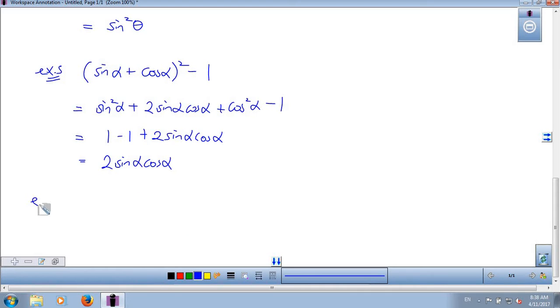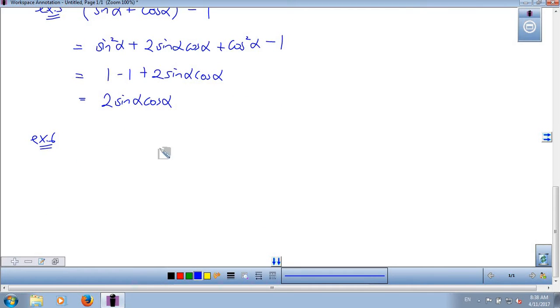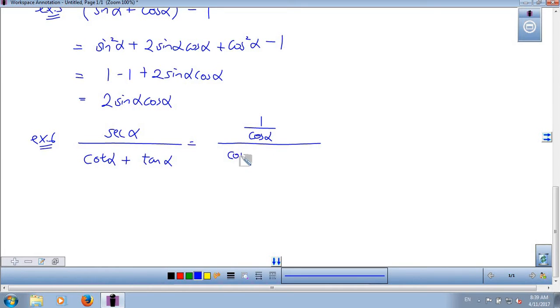Alright, let's go ahead and try something a little bit more challenging. Something that may seem more challenging, but usually involves fractions. Secant alpha over cotangent alpha plus tangent alpha. There are different ways to deal with fractions, so let's take a look at how we work with them. Now, first of all, secant, cotangent, and tangent. I know tangent and cotangent are reciprocals, but let's convert them in terms of cosine and sine, and see how that helps us.